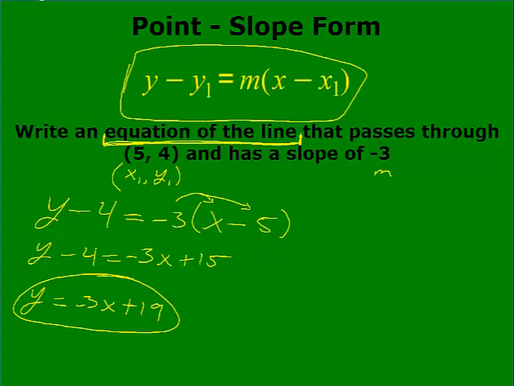Y equals negative 3x plus 19? It's for a different situation. Like, these two problems aren't connected. So this is just, if I tell you it passes through 5, 4, and has to have a slope of negative 3, this is the equation that will have both of those characteristics.